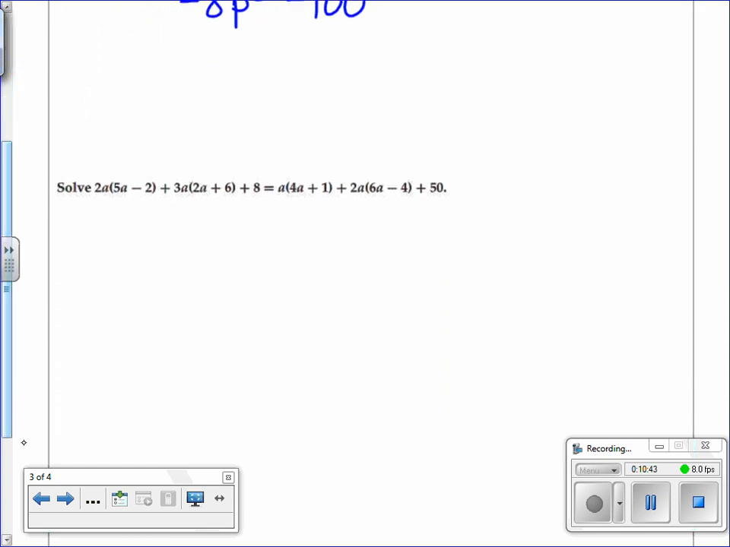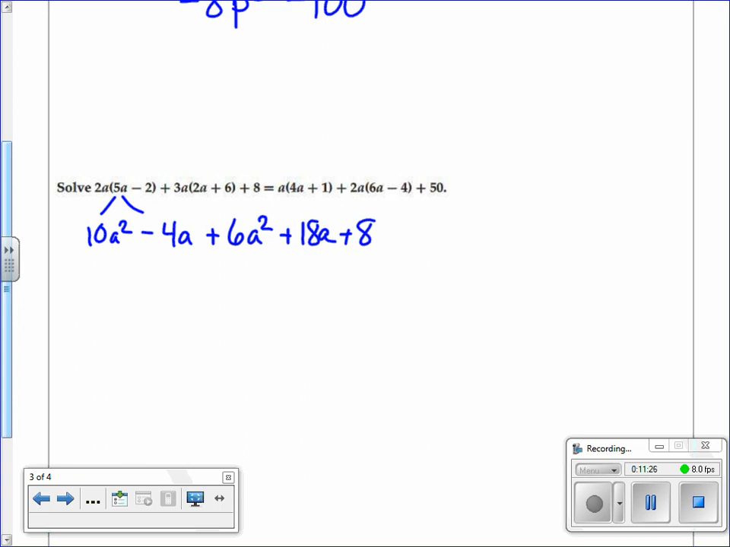All right, this looks really big and huge and daunting, but I promise you it's not. What we're basically doing is going through and distributing everything. So 2a times 5a is 10a squared. 2a times negative 2 is negative 4a. Okay, next thing I'm going to do is distribute the next part. 3a times 2a is plus 6a squared. 3a times 6 is going to be plus 18a plus 8.